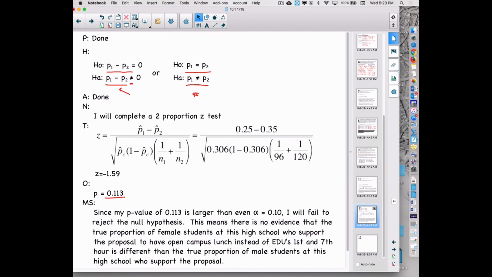This means there is no evidence that the true proportion of female students at this high school who support the proposal to have an open campus lunch instead of EDU's first and seventh hour is different than the true proportion of male students at this high school who support the proposal. So there is no evidence of a difference in opinion. And yes, this is wordy. You can trim that down a little bit as long as you keep enough of that context there.